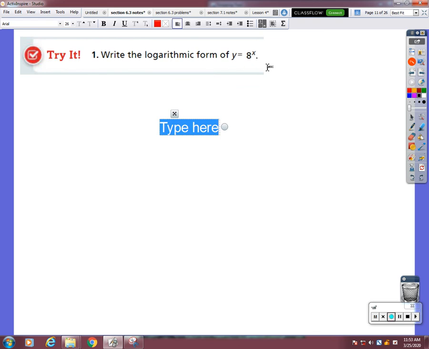So let's do that with this right here. If y equals 8 to the x, how do I rewrite that in logarithmic form? I would say log base 8, because remember the base of the exponent becomes the base of the log, and then they're inverses of each other, so these two things just switch. So log base 8 of x is equal to y.